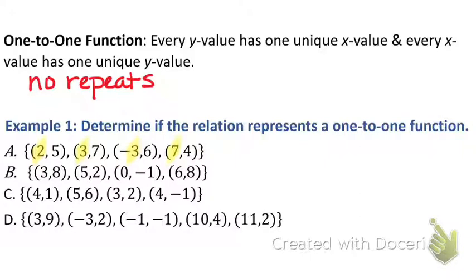Okay. So now I'm going to switch colors. See, I know how to switch colors and everything in this program. And then we have 5, a 7, a 6, and a 4. Are any of those the same? No. So would this be one-to-one? Yes. So the answer is yes.